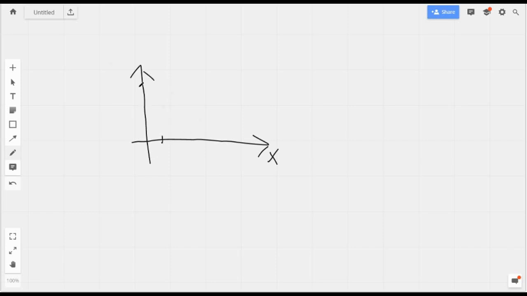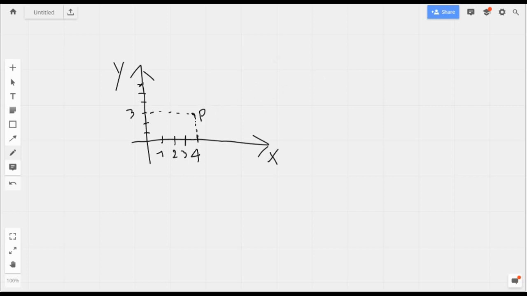Let's say we move along the x-axis. Let's move 4 units along the x-axis, and then we move by 3 units along the y-axis, so we have the following point. So how can we write down the coordinates of this point? Usually, let's call this point P.